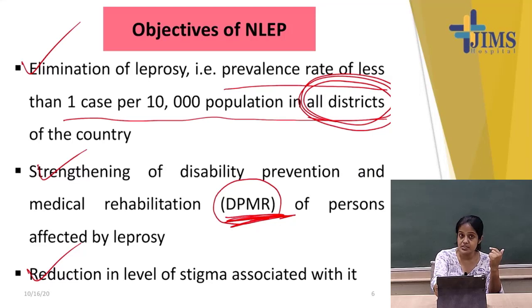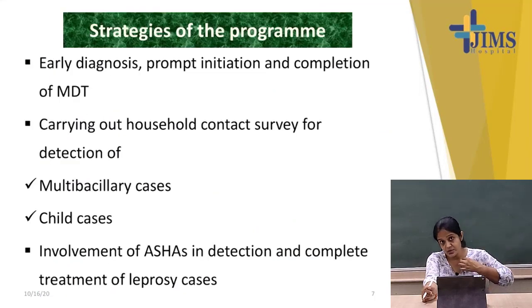Thirdly, the reduction of stigma. There are deformities such as eye deformities, loss of eyebrows, loss of digits, or non-healing ulcerations over different parts of the body. So the people become stigmatized and ostracized from society itself. It is very important to reduce the stigma, and stigma reduction can only be done by awareness generation. And for this, what are the strategies?